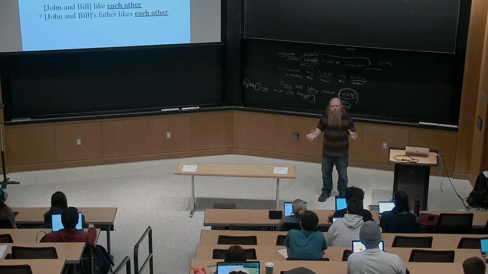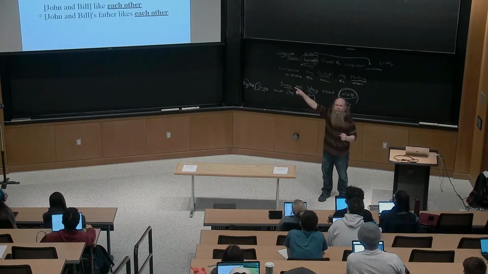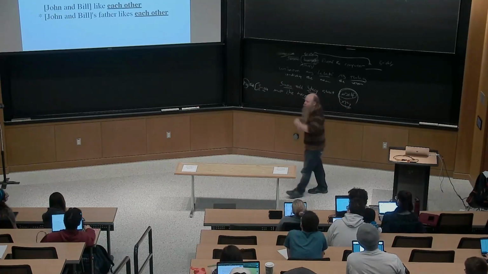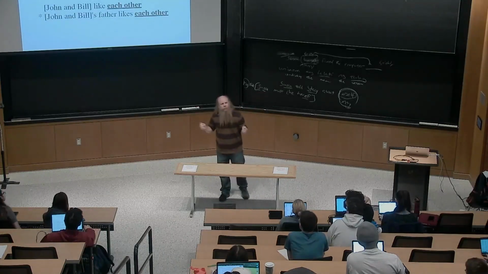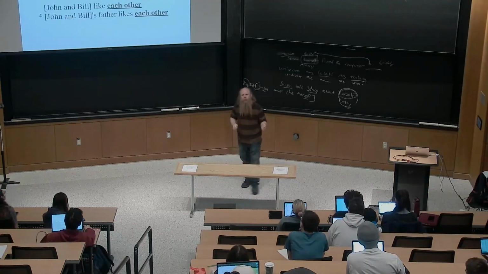So "each other" doesn't mean that for every pair in the group, A relates to B and B relates to A. You might have thought looking at this that John and Bill like each other. To interpret that, you take all of the pairs you can make out of the group. There's one pair, and what this means is John likes Bill and Bill likes John.